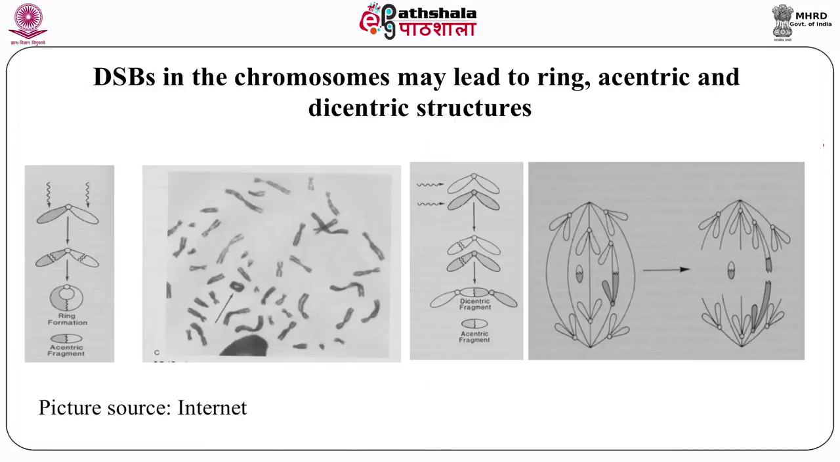Double-strand breaks in chromosomes may lead to what? What kind of structure formations? For example, ring structures, eccentric structures, and dicentric structures of the chromosomes. All these double-strand breaks may lead to such changes in the structures of the chromosome. Just for your information, a form of radiation dose measurement is called biodosimetry. That means biological indicators are used to determine what dose an individual has received. So these dicentric chromosome structures do correlate with the dose an individual receives and can be used for radiation biodosimetry purposes also. So what's clear to you now is that DSBs in chromosomes may lead to ring, eccentric, and dicentric structures.